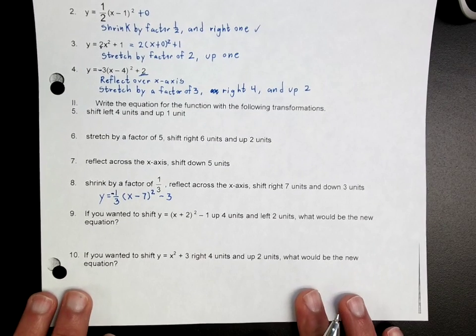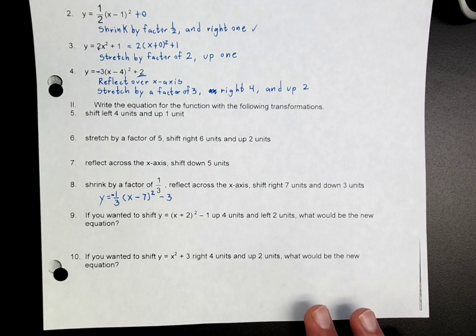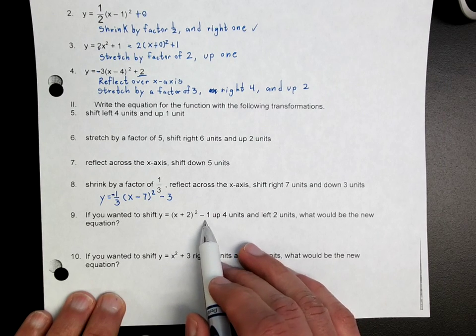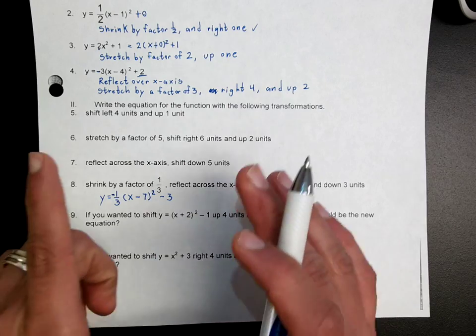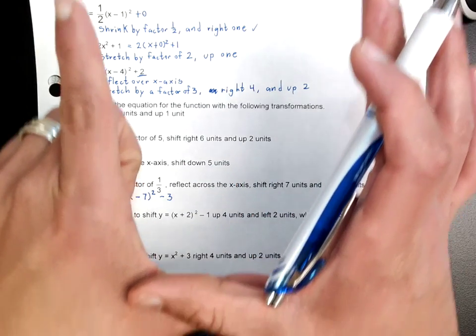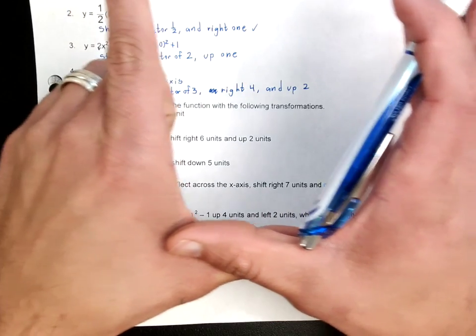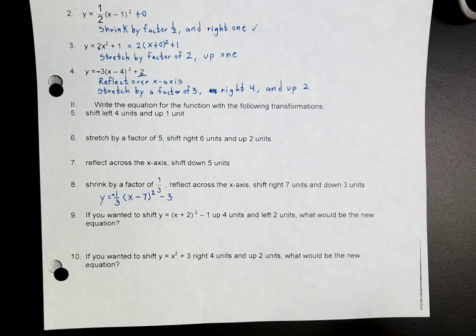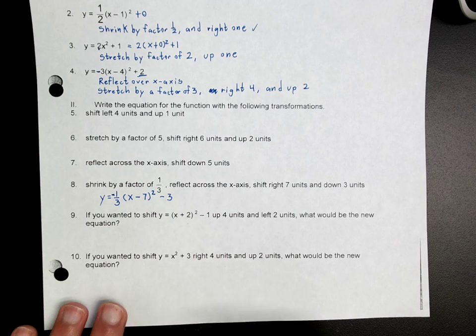And finally, the stuff that's a little bit new is problems like number 9 and 10. I'll do both of those. So number 9, if you have this equation and you're trying to translate it, meaning you're trying to move this parabola, hopefully it looks like a parabola, up 4 and to the left 2, how would this equation be changed? Okay, so this is actually very simple.